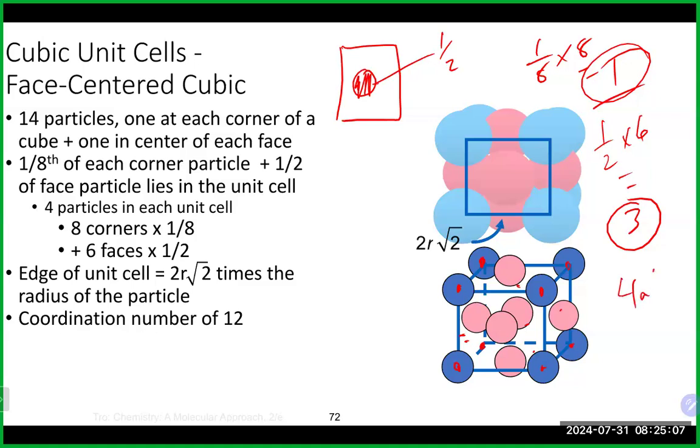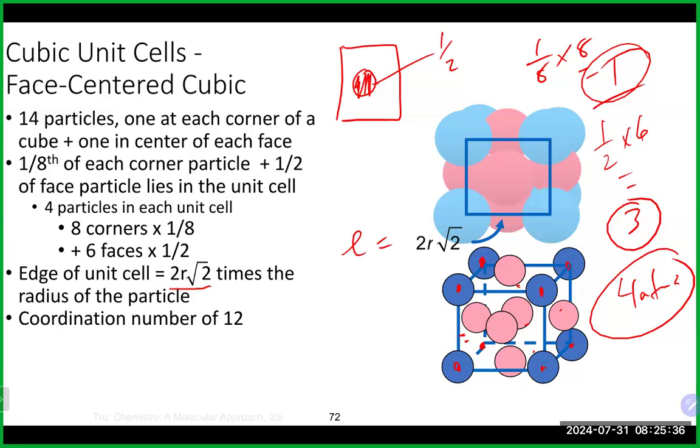So this guy has 4 atoms, basically 1 atom on each of the corners of the cube, and a half of an atom that's been sliced right in half on each of the faces of the cube to give you 3 more atoms for a total of 4. To calculate the edge length here, it is 2 times r times the square root of 2. And again, that is going to be used in our cases to calculate the volume.